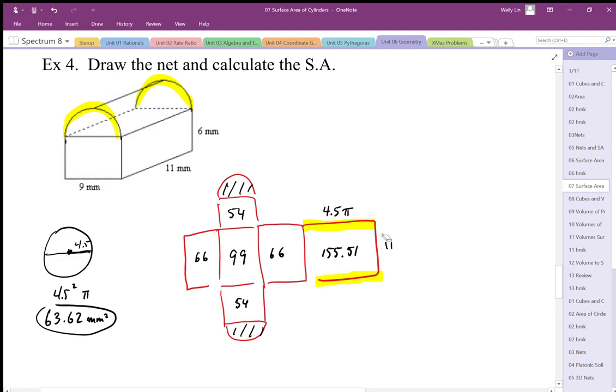Then I'm going to sum that all up, making sure I keep track of my areas versus my lengths. I don't want to mix those lengths up. So I'm going to add that to 63.62 plus 66 plus 66 plus 99 plus 54 plus 54. So I'm going to get a total surface area. As long as I've kept my counting good, my total surface area works out to be 558.13 millimeters squared.